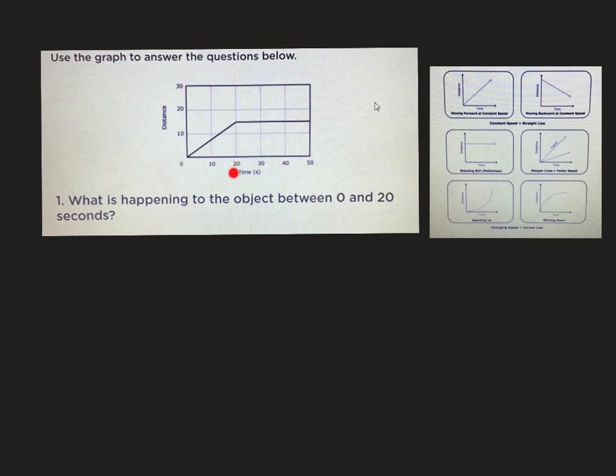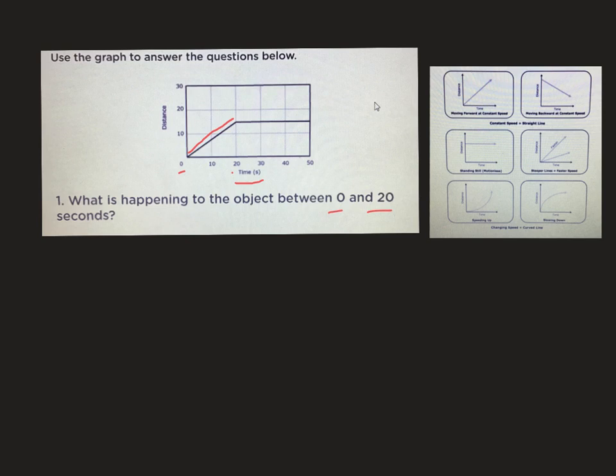Well, first of all, we have to know that we're talking about time. Okay, time is on the bottom and distance is on the side over here. And it says seconds, and we know that seconds is time, so we need to look on the bottom, okay? And we're looking at between 0 and 20. Well, here's 0 and here's 20. So let's take a look at our line. It is going straight up.